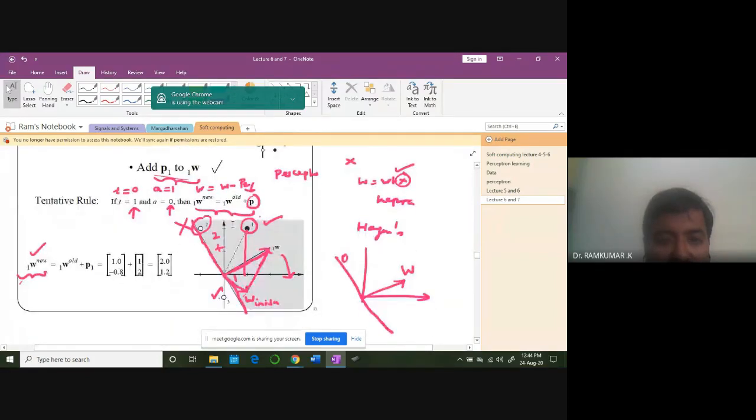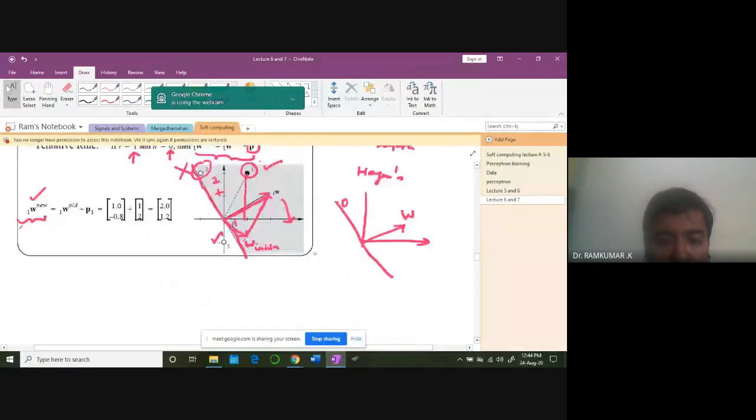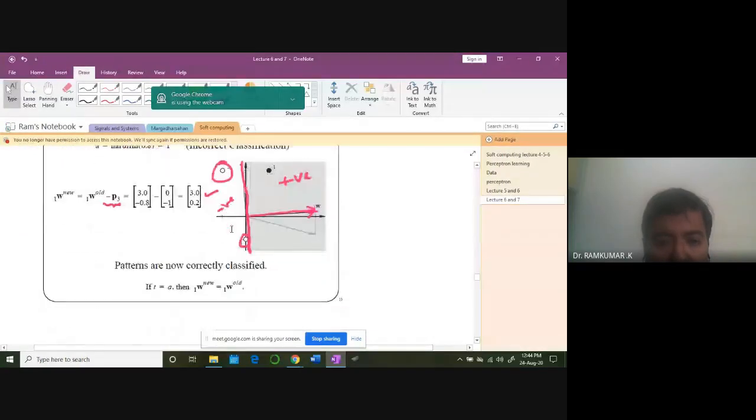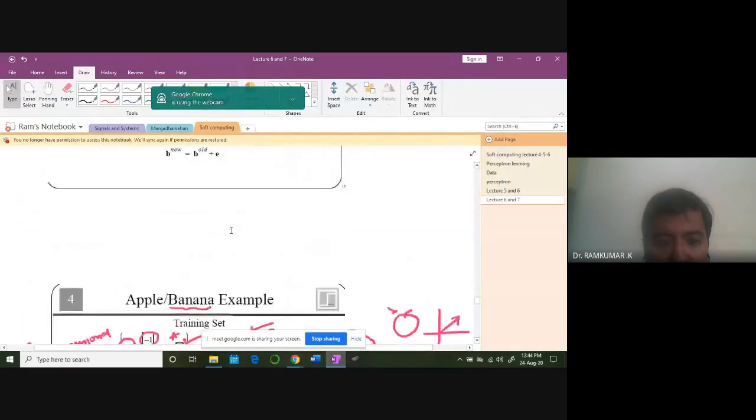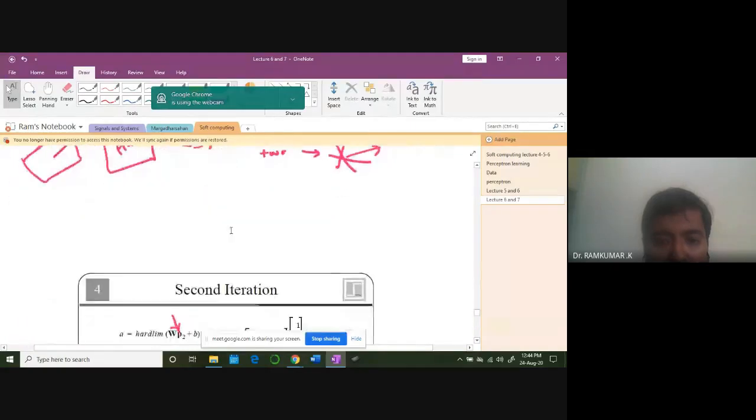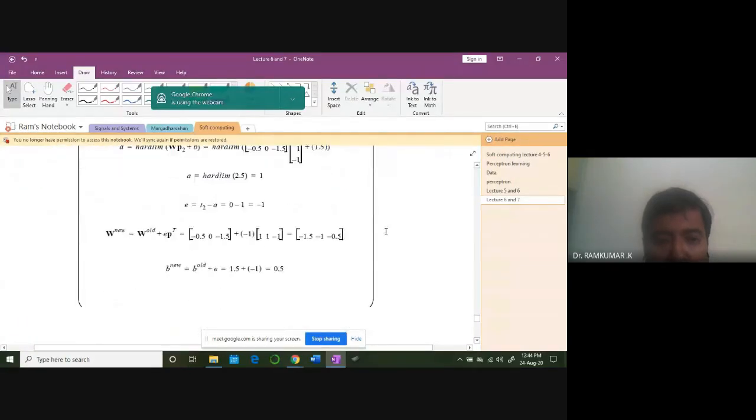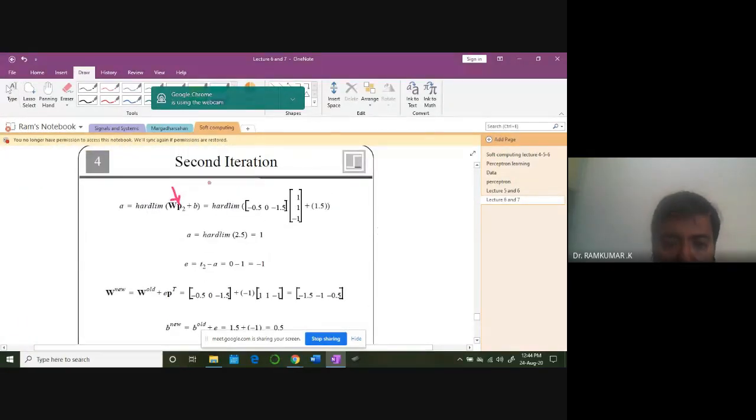So now this is your second case. Any doubts so far? You updated the weight for pattern P1. Now for the updated weight and the updated bias, you are applying pattern P2.